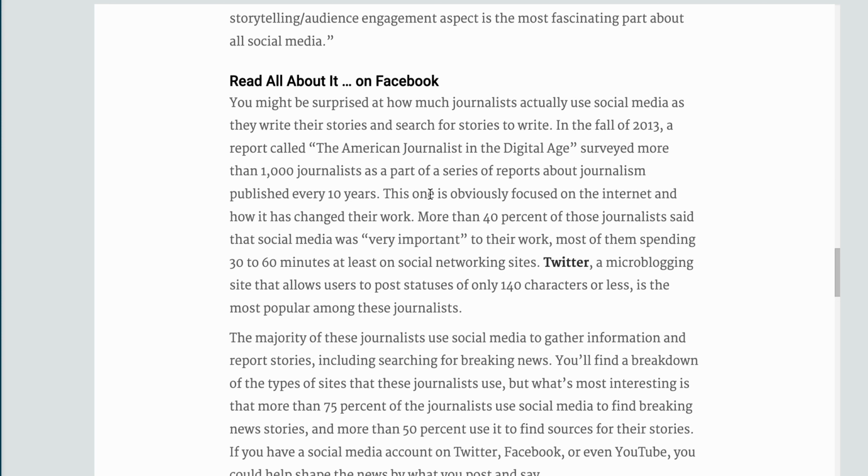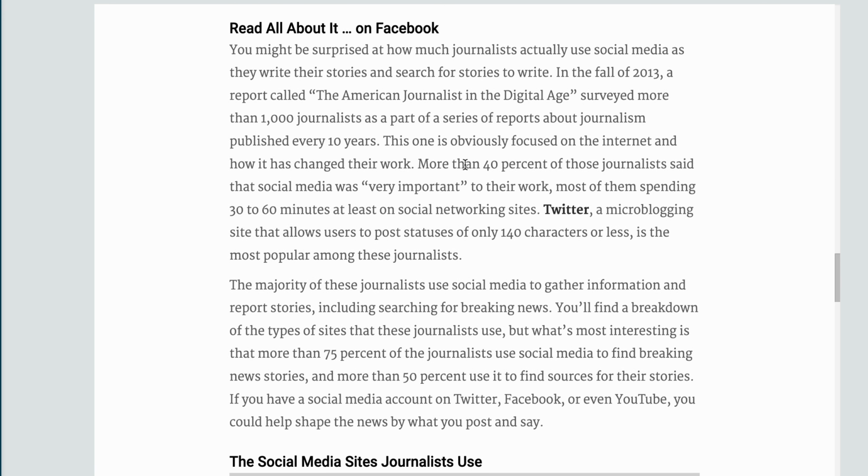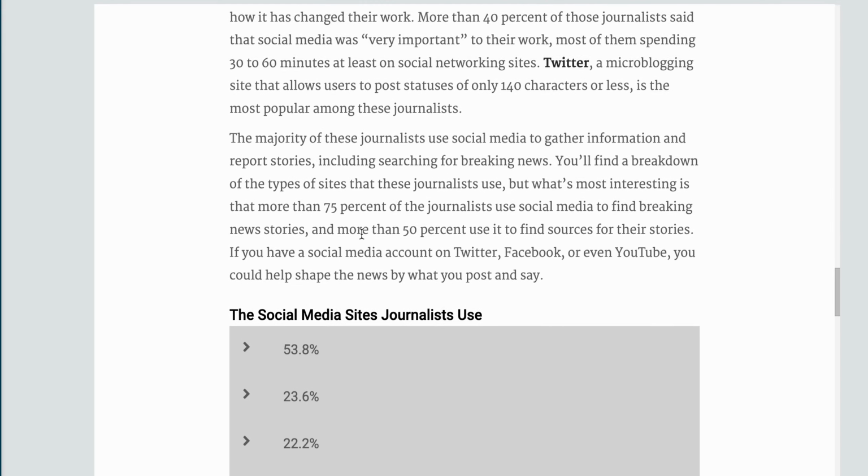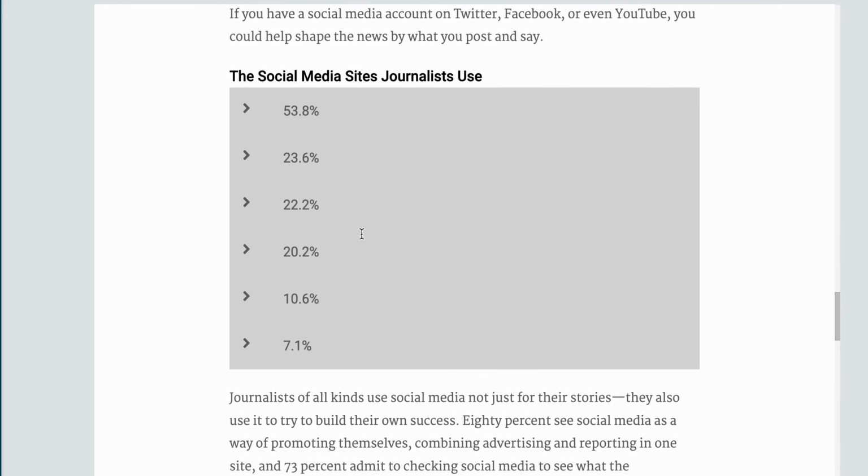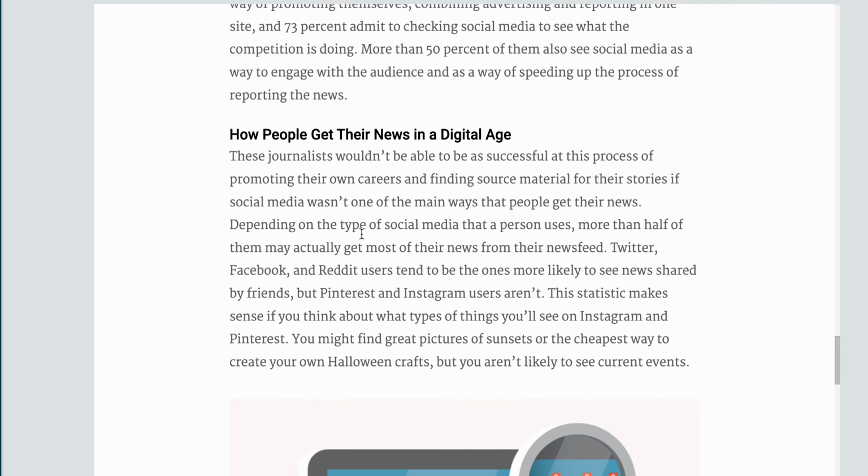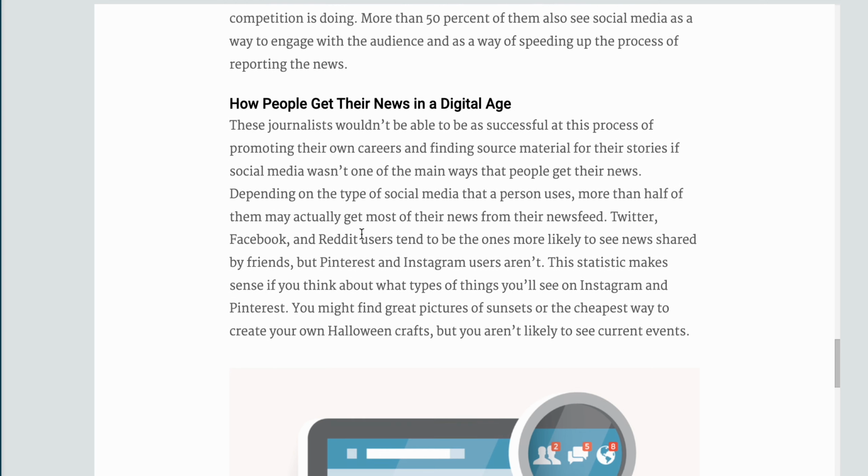Read all about it on Facebook. Now here it's explaining the idea that whenever you're using any of the platforms, you will have a link to another platform, or a link to other stories. And here, social media sites journalists use: how people get the news in the digital age. You, of course, are now in the digital age, the digital generation.